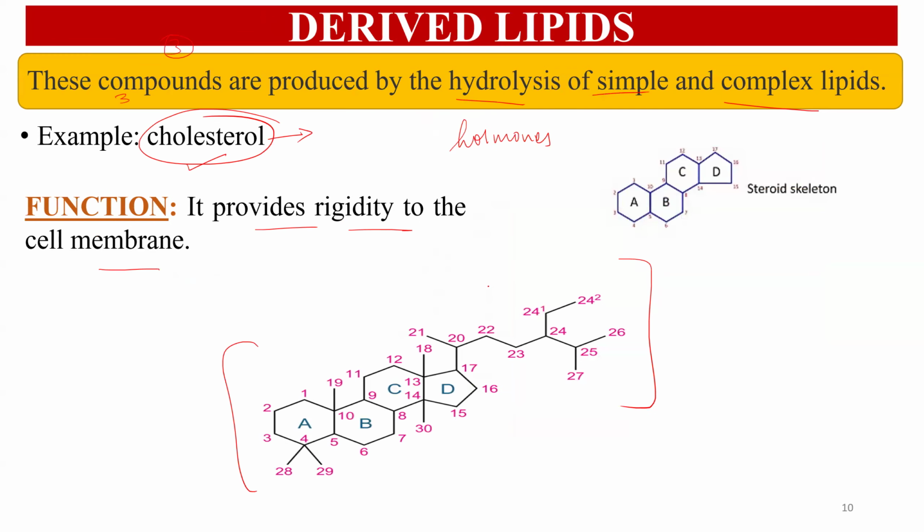And the third category we saw at last, which is the derived lipids. And these are the ones that are produced by the hydrolysis of simple and complex lipids. And the major example includes cholesterol, which is responsible for providing rigidity to the cell membrane.